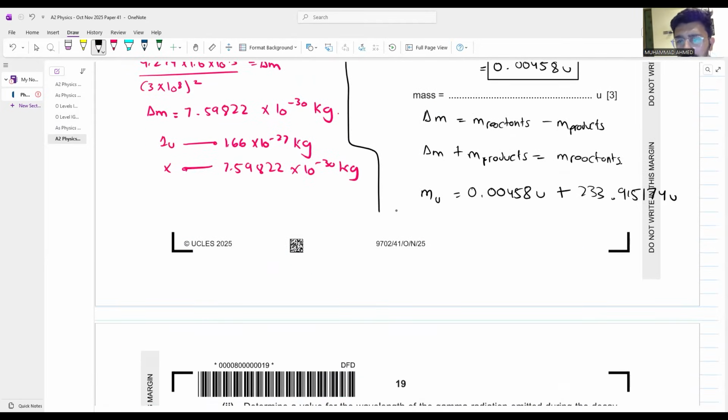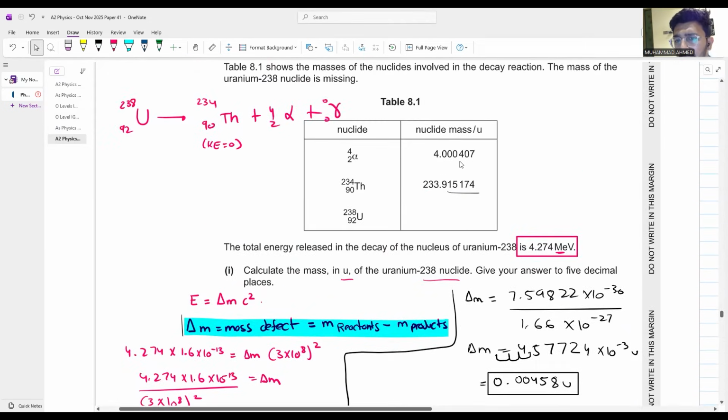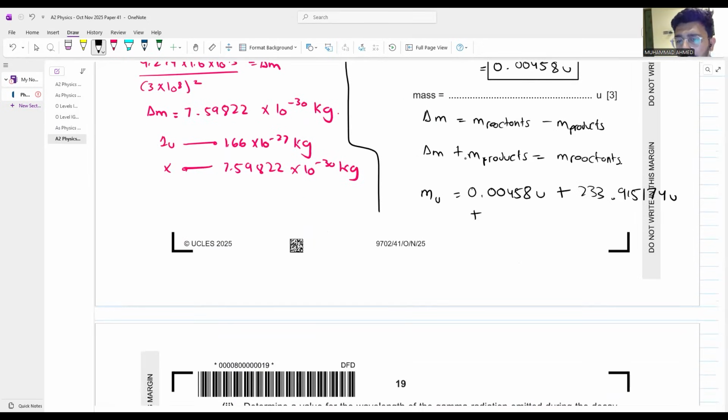In the entire paper I am scared of these decimal places because I can mess these up. 4.000407. 4.000407u.